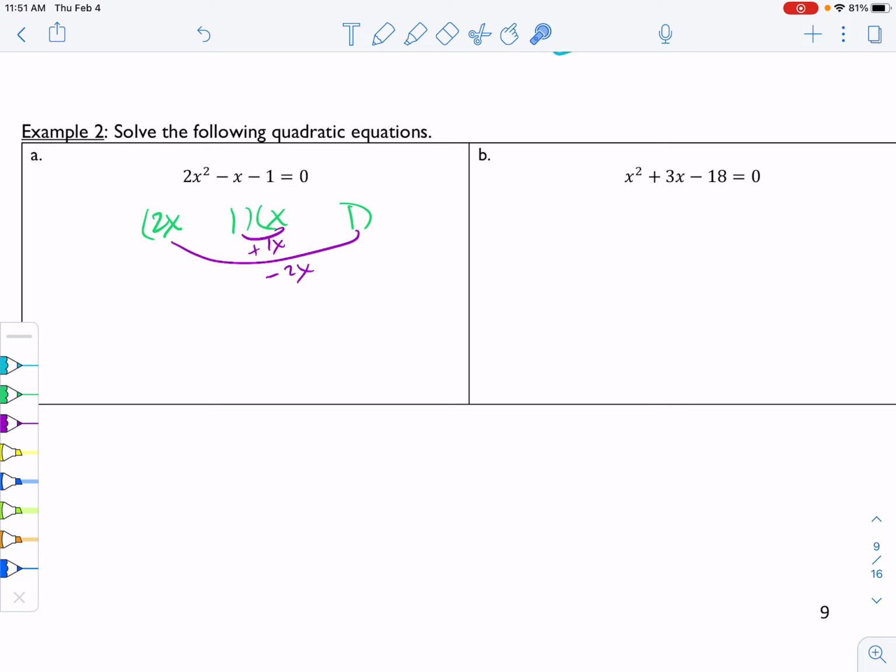So negative 1 plus, or sorry, 1 plus negative 2 is a negative 1. So that means that this has to be negative, this has to be positive. I check this sign. Positive times negative is negative. So then that's my guess and check.